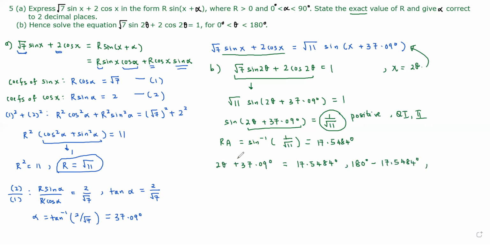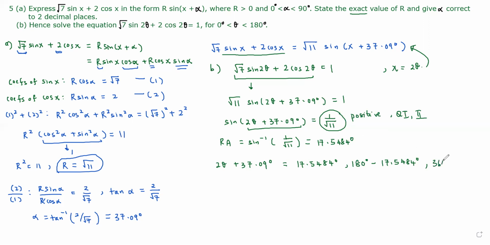Now let's look at this. We need to find theta. So the next step is to subtract throughout by 37.09 degrees. This first angle here is going to end up negative, but theta is between 0 and 180 degrees. So this one is going to be gone. We cannot use this. What we could do is add 1 revolution to this so that we have an angle between 0 and 180 degrees. You do not want to lose one solution.